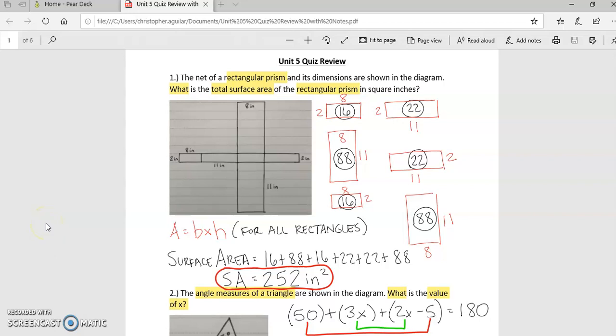Okay guys, welcome to the Unit 5 quiz review. We're going to start off by explaining some of the steps I took. I have my work here on the screen, so just follow along with me.